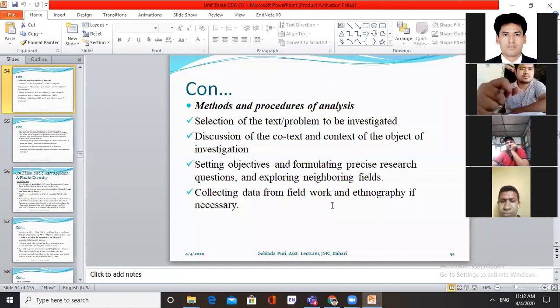Sir, what does anti-semiotic mean? Anti-semiotic means excluding the sign language. Context means, sir? Context means related text. Yes, related text. The context created within the text, within the discourse.